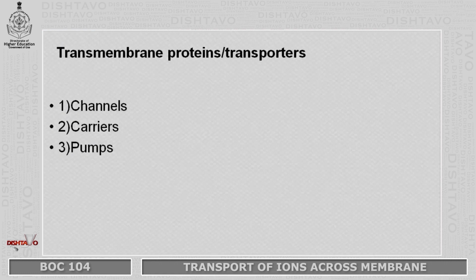Now, before we go in detail to that, let's learn a little bit about transmembrane proteins, also called transporters. These are transmembrane proteins which are found in membranes. They act like vehicles, like automobiles, where they pick up the ions and molecules and transport these solutes to their destination. So they are basically transporters, like vehicles or automobiles. And you have 3 types: channels, carriers and pumps.